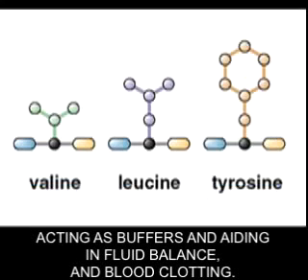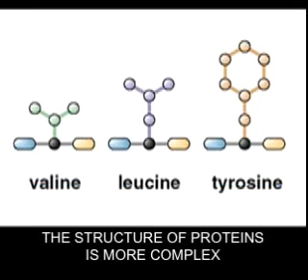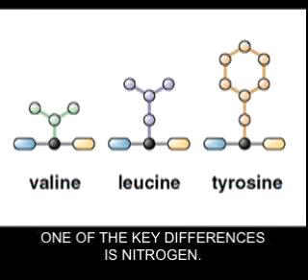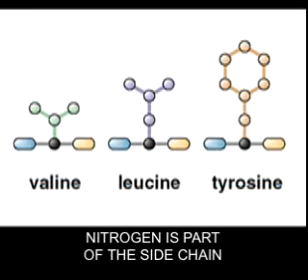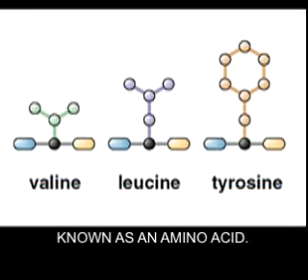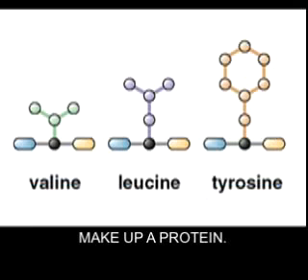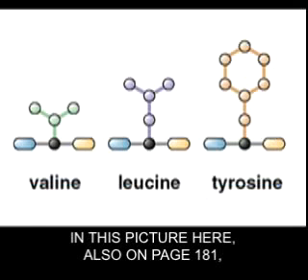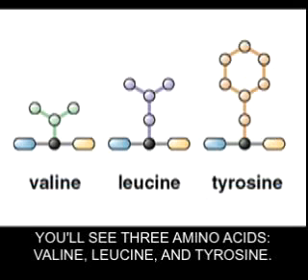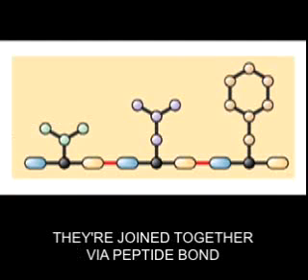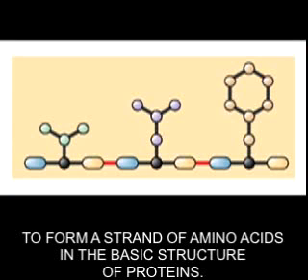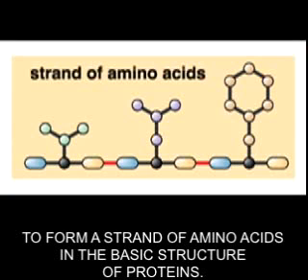The structure of proteins is more complex than that of carbohydrates and lipids. One of the key differences is nitrogen. Nitrogen is part of the side chain on an amino acid. Amino acids linked together make up a protein. In this picture here, also on page 181, you will see three amino acids, valine, leucine, and tyrosine. They're joined together via a peptide bond to form a strand of amino acids in the basic structure of proteins.